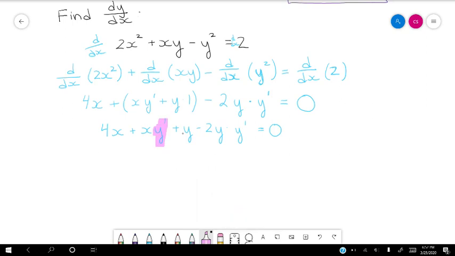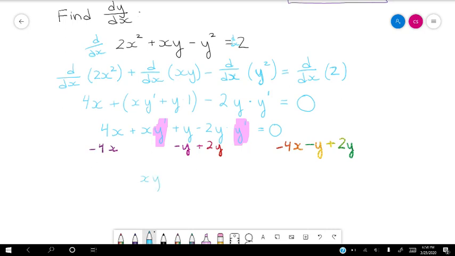All right, so once we take the derivative with respect to x of all the terms, then we have to identify all the terms with a y prime. Okay, so we're going to bring 4x, y, and -2y to the right, and we're going to keep these two terms, xy prime and then -2y, y prime. All right, so you guys subtracted 4x, subtracted y, you added the 2y. Whatever you do to one side, you do to the other.